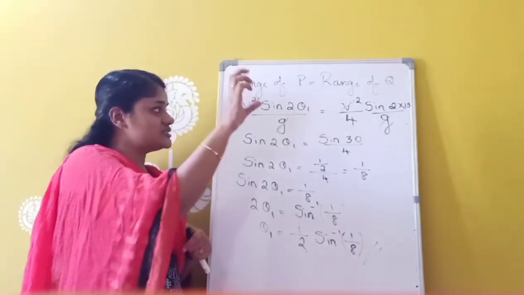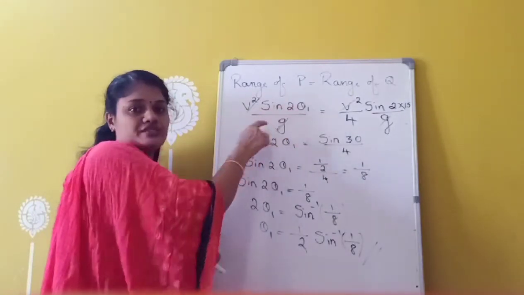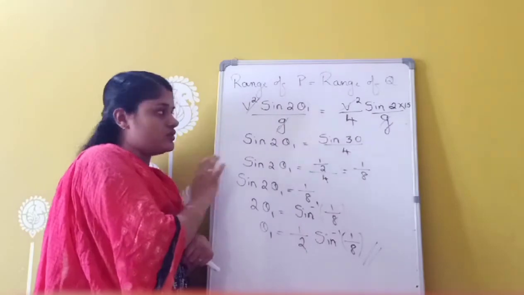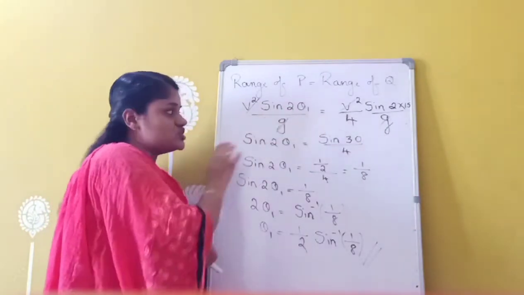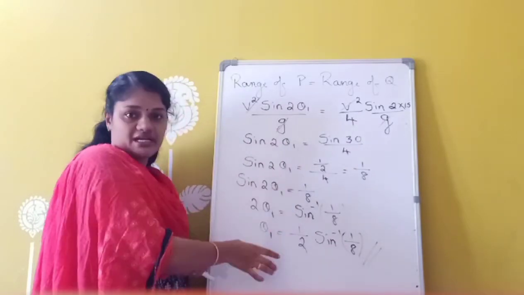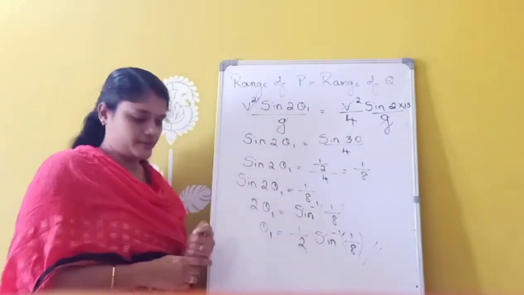So here we are using the formula for range, U square sine 2 theta by G. It is given that the ranges of both P and Q are equal, so we have to equate the range of both P and Q and substitute the remaining values. So finally we get the angle at which projectile P is thrown. Okay.